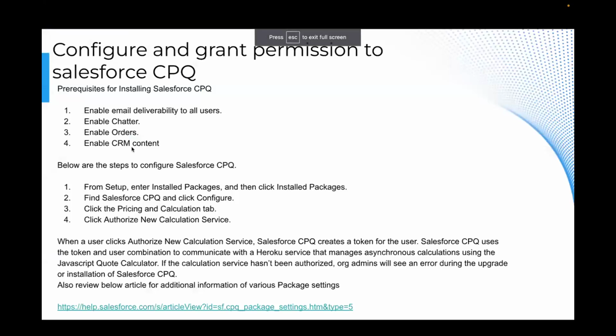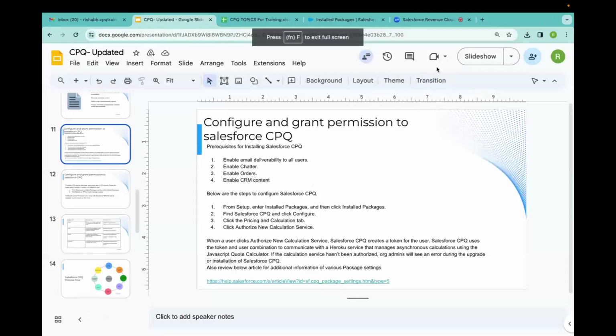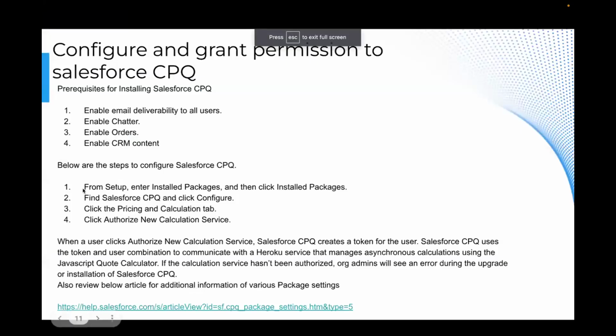What we need to do after installing the package, we need to configure the package as well. And to configure the package, these are the steps. From the setup, I have to click install packages. Then from the install packages, I have to search for Salesforce CPQ and click on configure. Then once I click configure, I have to go to this pricing and calculation tab, and then I have to click authorize new calculation services.